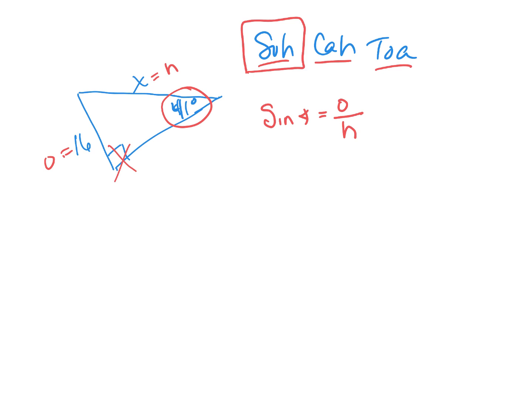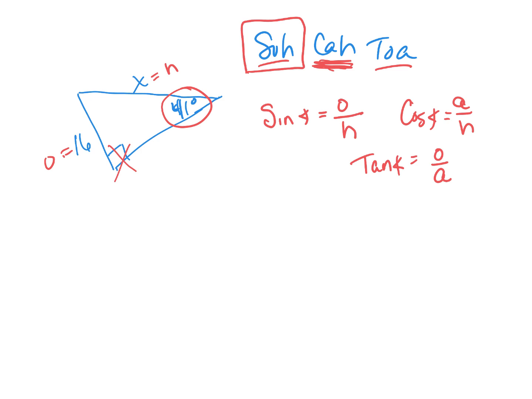So what would the cosine formula be? It's going to look just the same. Cosine of the angle equals what? What are the two letters next to the C? So it's equal to adjacent over hypotenuse. And tangent of the angle equals opposite over adjacent.